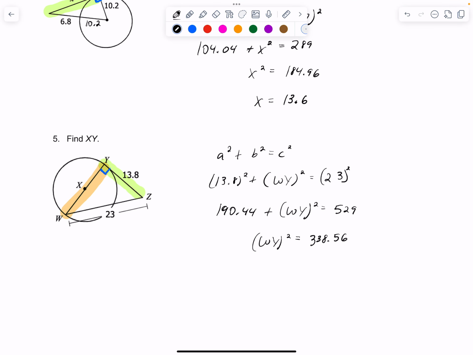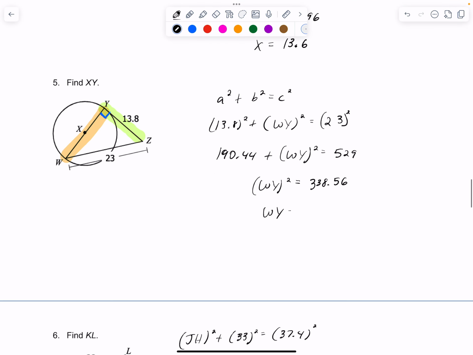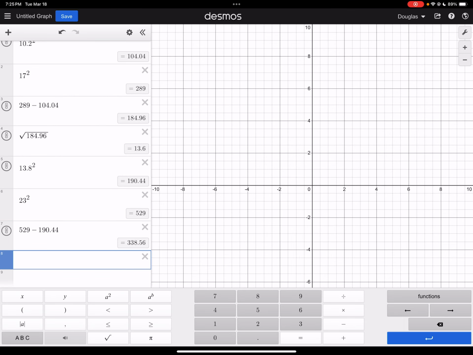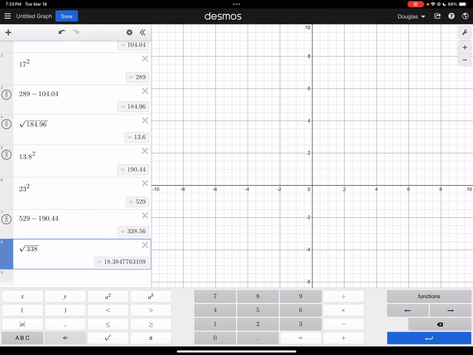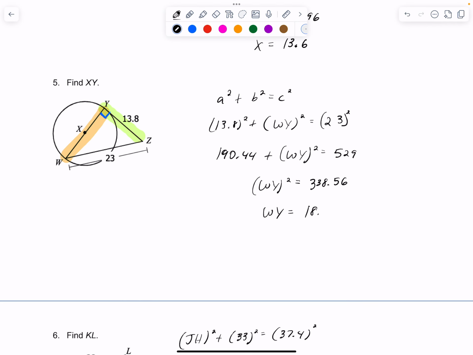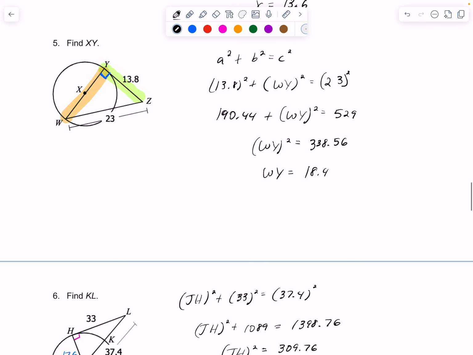I do not want that squared. I want it to just be WY, which is my diameter. So I'll take the square root of that, which is 18.4. But again, that's not my answer, right? That's the whole leg, that whole diameter. So to find XY, I need to do 18.4 divided by 2 to get the radius, which is 9.2 units.